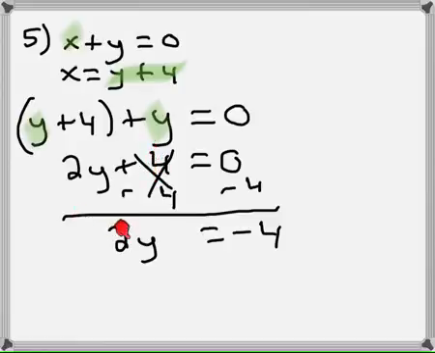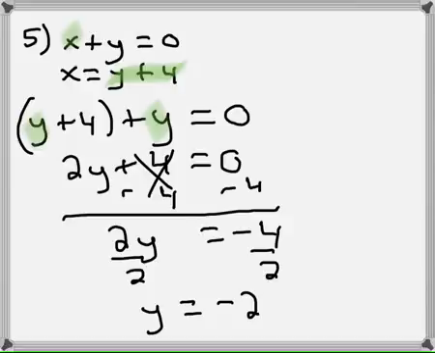Okay, how do I get the y by itself? Divide by 2, divide by 2. y equals negative 4 divided by 2. You can use your calculator for that. Negative 4 divided by 2 is negative 2. Now, while I shrink the screen, think, what am I supposed to do next?